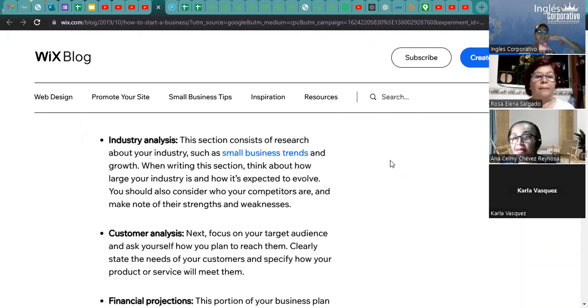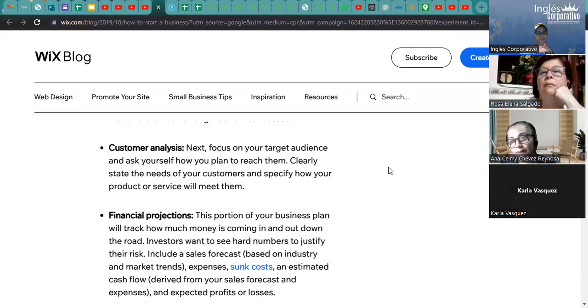Very good. Yes. And the industry analysis, the other key point, because if you don't know how your market is related to your product or your service, it's impossible to meet the level of satisfaction for the potential customer. It's very important that they get information related to the market. Get the information and analyze that information.